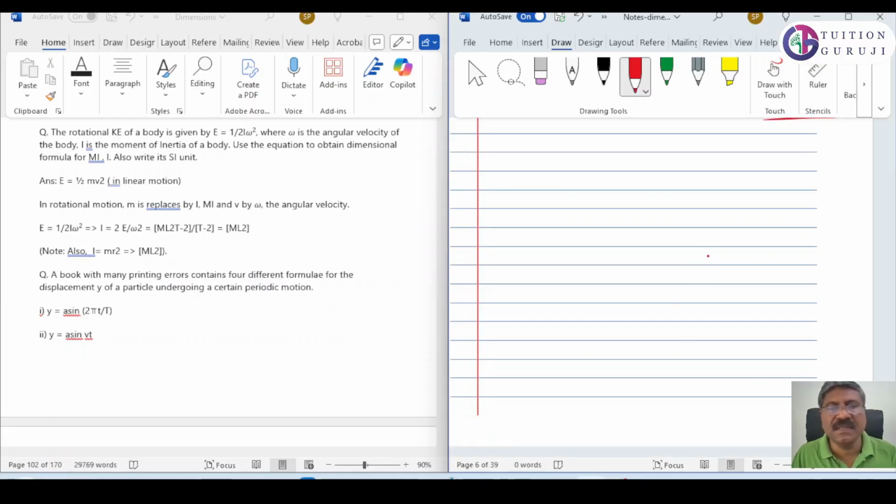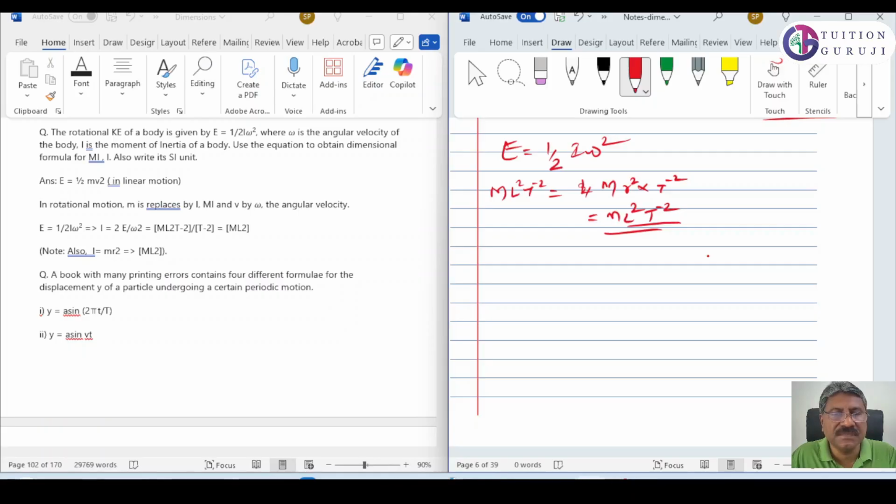Next one. The rotational kinetic energy of a body is given by E is equal to 1 by 2 I omega squared. Okay. So energy is equal to M L² T⁻², which is equal to I, meaning M r² into omega, which is T⁻¹ squared, so T⁻². So it is equal to M L² T⁻². It's correct.